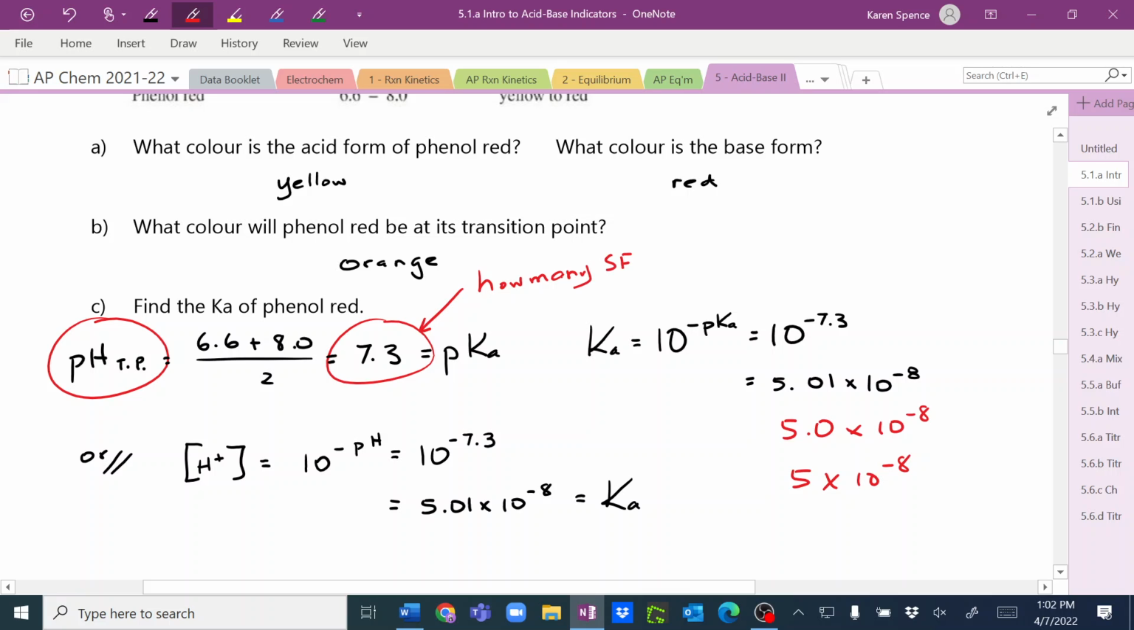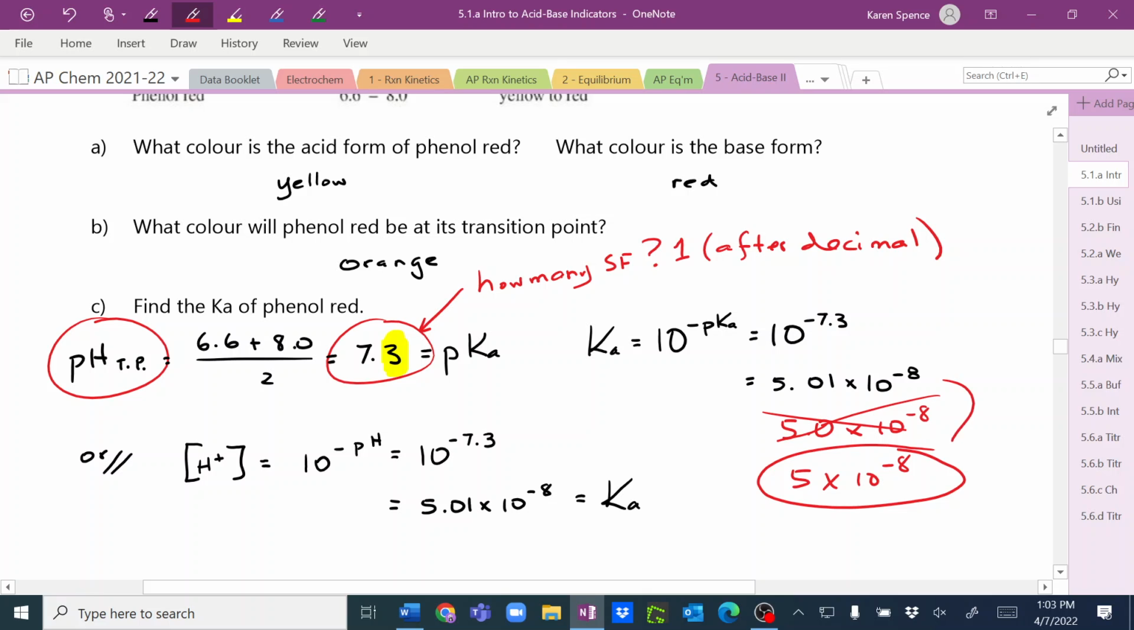How many sig figs in that pH? 1, right? Because it's after the decimal. Okay, and that means that our answer will be 5 times 10 to the negative 8, not 5.0 times 10 to the negative 8. Okay?